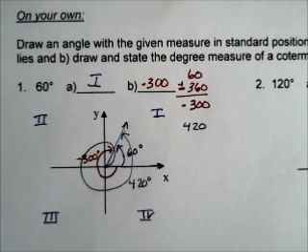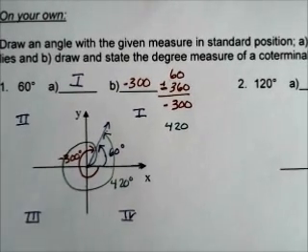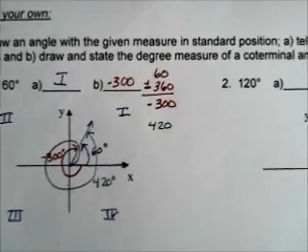And if I wanted another one, I can certainly add another 360 to 420. So in order to find a coterminal angle measure, you just add or subtract 360 from your original angle theta.